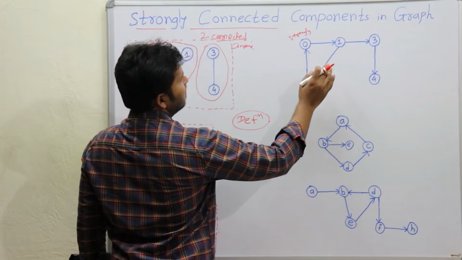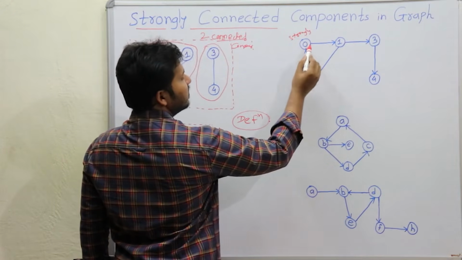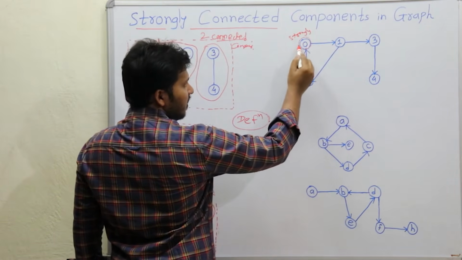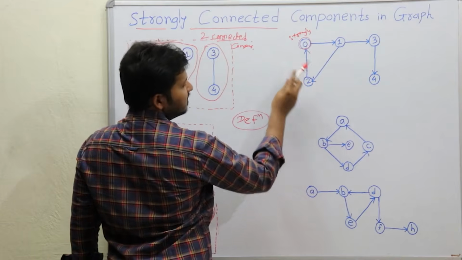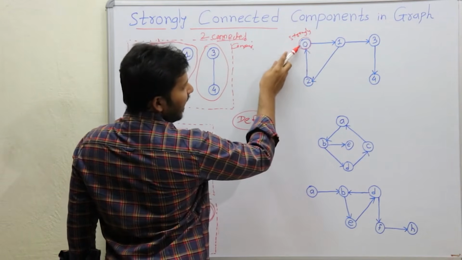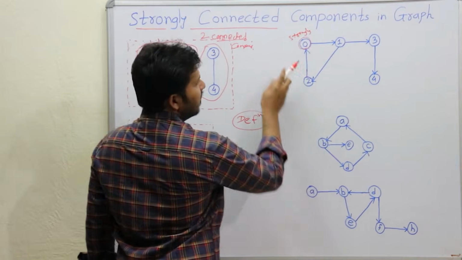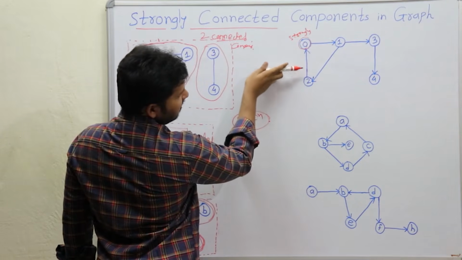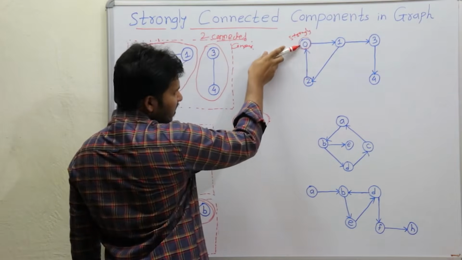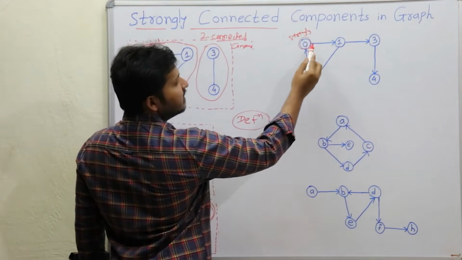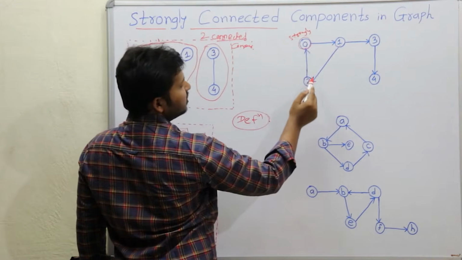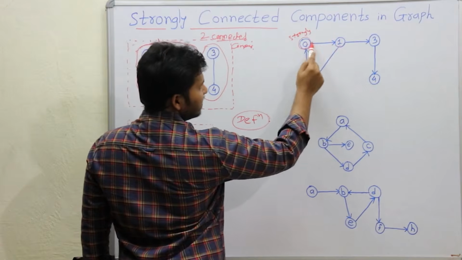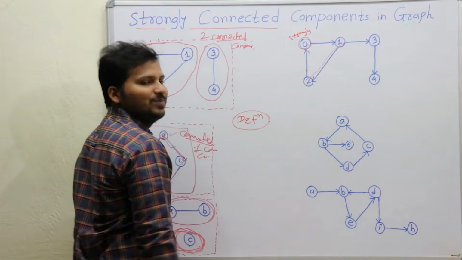Now, see, vertex 0 has a path to 1. Then, does it have a path to 2? Means, does vertex 0 have a path to 2? See, this is not the path because the direction of this path is reverse. Correct? From 2 to 0. So 0 does not have a path to 2. But there is another way to reach 2. From 0 to 1, 1 to 2. So vertex 0 has a path to 2.